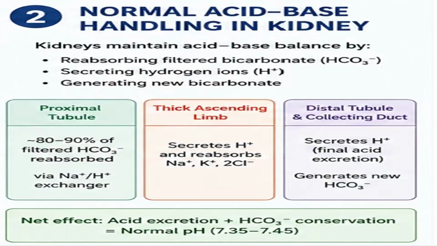Healthy kidneys keep the body's pH within a narrow range by reabsorbing filtered bicarbonate, secreting hydrogen ions, and generating new bicarbonate. Most bicarbonate is reabsorbed in the proximal tubule, while the distal nephron performs the final acid excretion. Any defect in these processes can cause renal tubular acidosis.